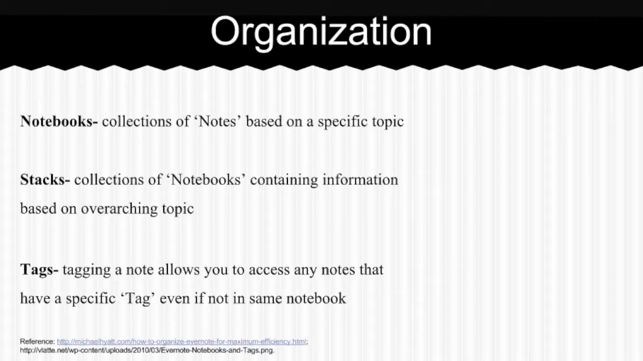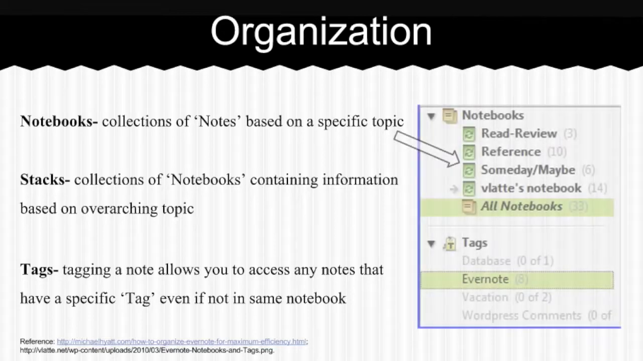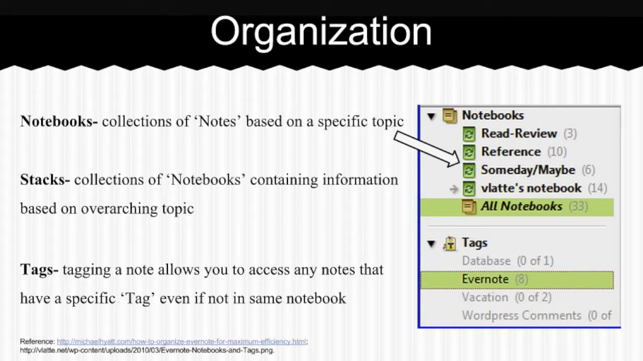Okay, so your organization within Evernote is pretty simple. Your notebooks are similar to files that you utilize within a computer. So all of these that this arrow is pointing to, these are all files, or notebooks, I guess. And each of these has, so the read and review, this notebook has 3 notes to it, and that's kind of what a page would be within a regular computer setup. And all of these, you can see, are kind of referenced under the same heading, or the main overarching topic, which is the stack.